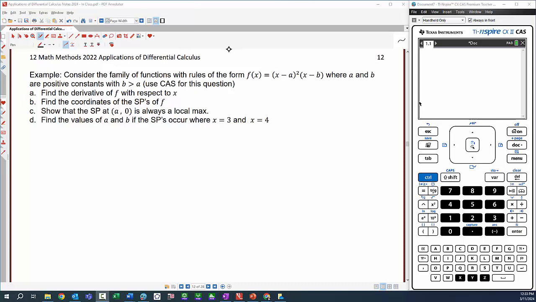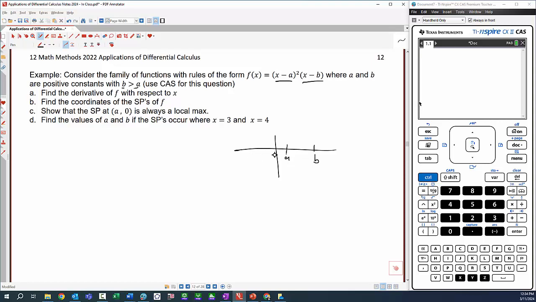For this family of functions question, we have a particular rule, and we're going to answer a whole heap of questions based on it. We can tell that we've got a cubic function here. A and B are positive constants with B larger than A. If we imagine the graph of this, we've got B here, maybe A here, could be anywhere along here.